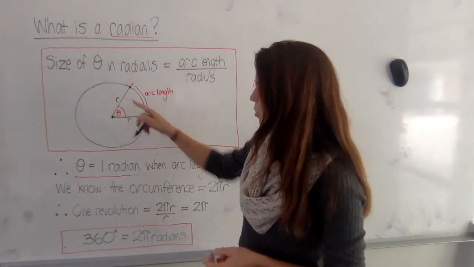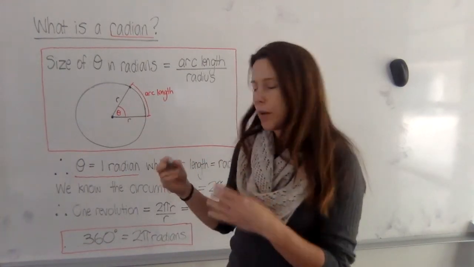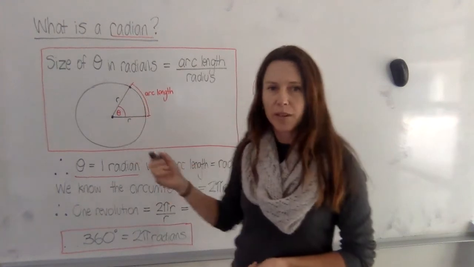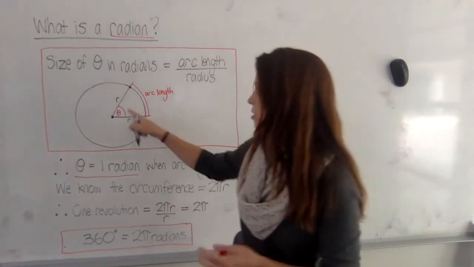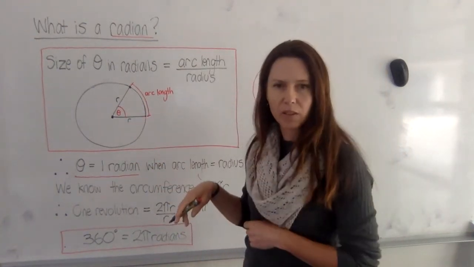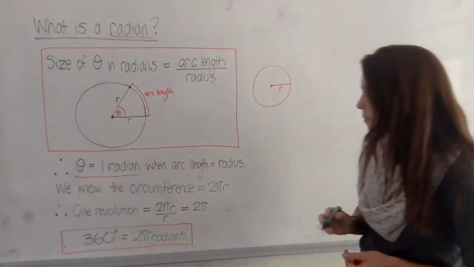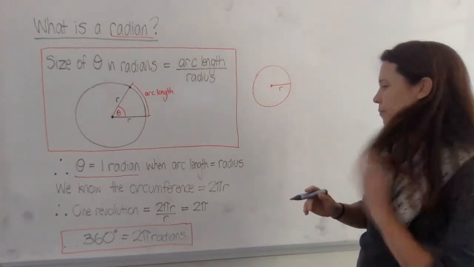Now you might be thinking, well, how big is that in degrees? We'll have a look at how to make the conversions in a moment. For now, you might be thinking, oh, it looks like roughly 1/6 of the circle or so. And that would be a good guess. It's not exactly, but close.